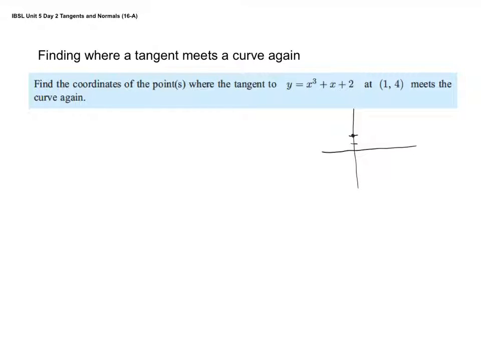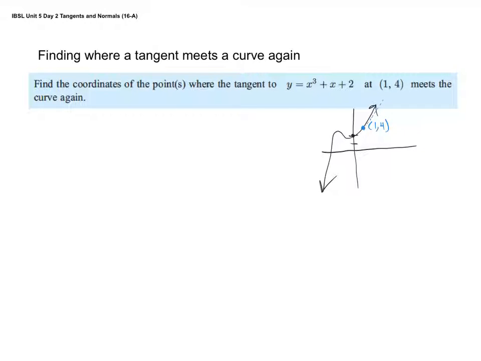Okay? And I know at the point 1, 4, you know what, let me... maybe it's like something like this. I'll just make it easier to draw. At the point 1, 4, let's say that this is our point 1, 4. I have this tangent line.